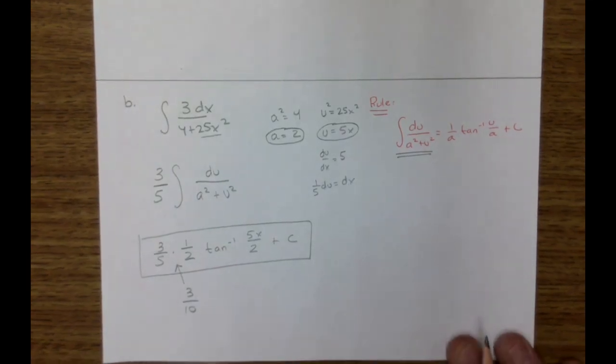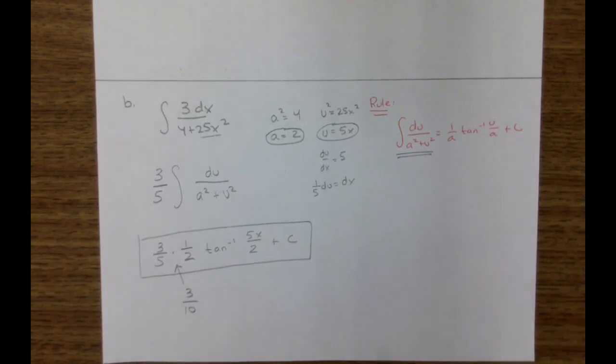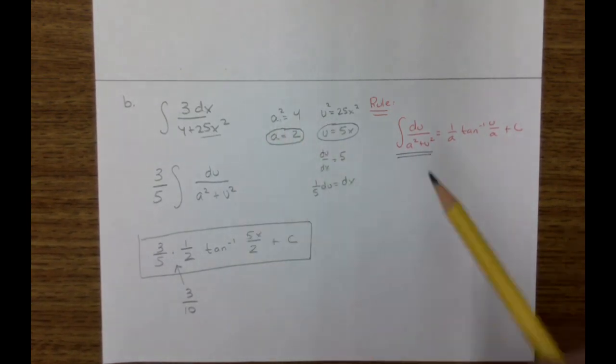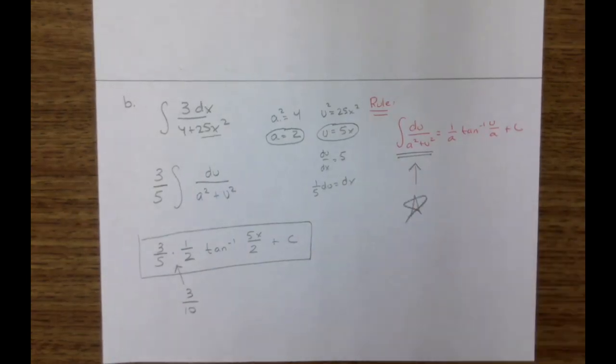All right, this should get you through a lot of the problems in this unit. The key is to set up an a squared and a u squared and use that to get to this function over here.